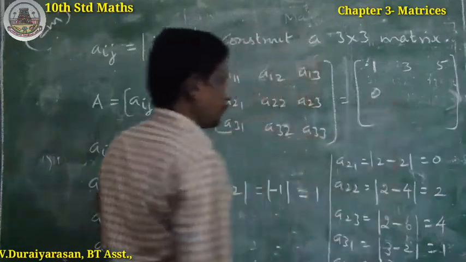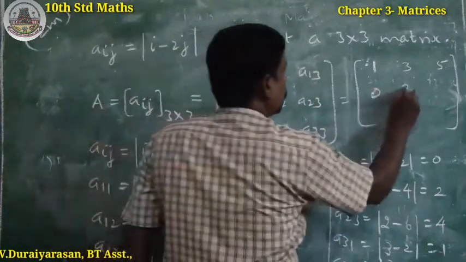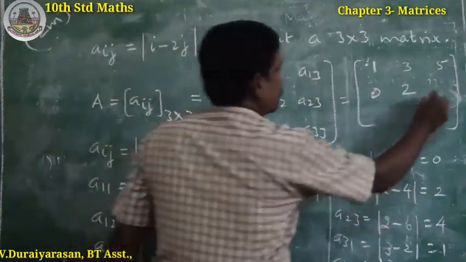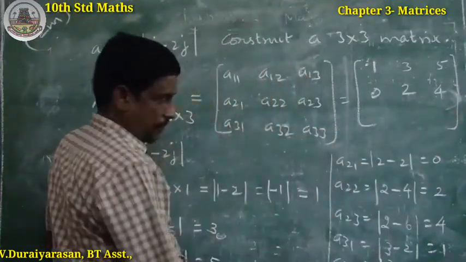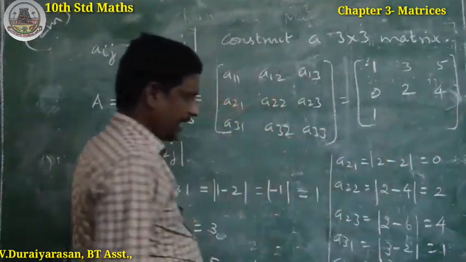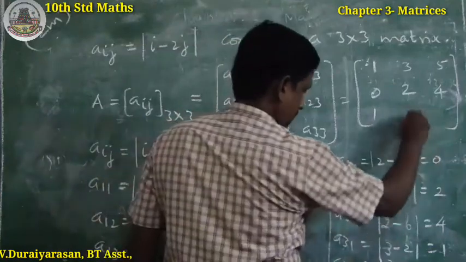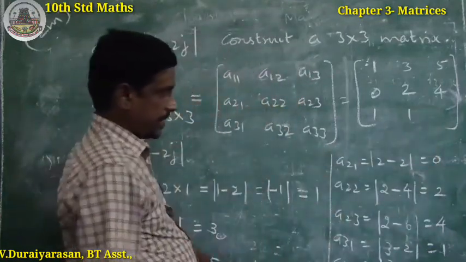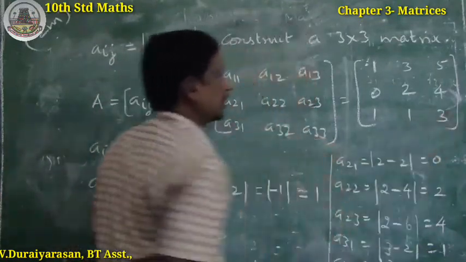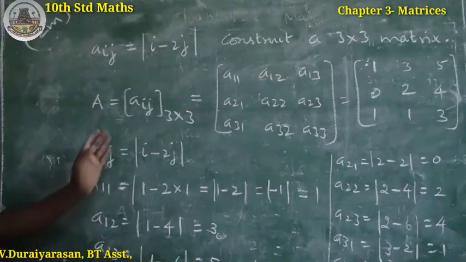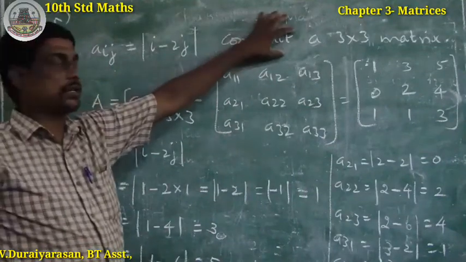A21 0, A22 2, A23 4, A31 1, A32 1, A33 3. So construct a 3 by 3 matrix.